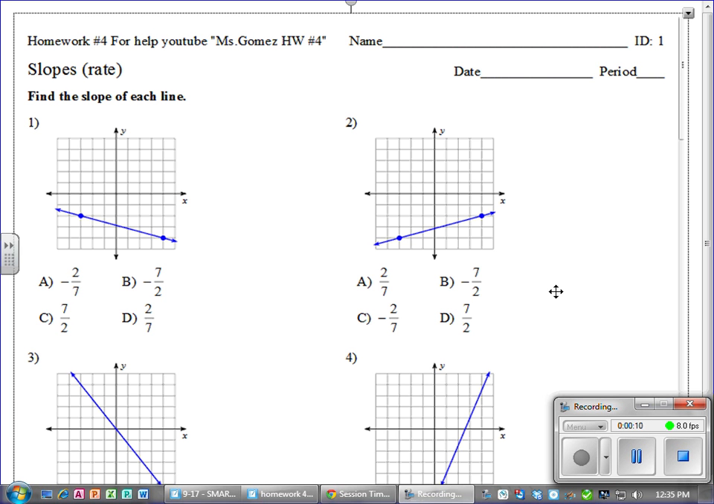This week's homework assignment, ladies and gentlemen, is on slopes, also known as rate of change. The page you see in front of you is the title of the homework, number 4. You can find it under Miss Gomez homework number 4 on YouTube. So let's go ahead and get started with the homework.